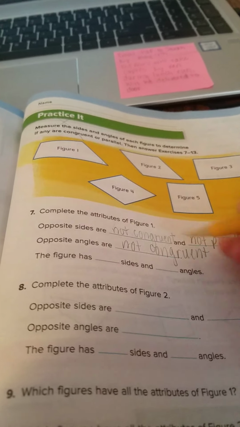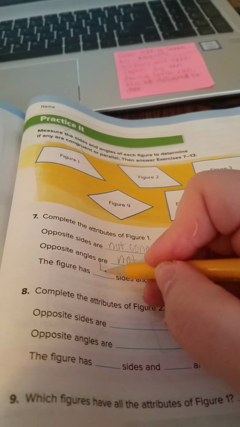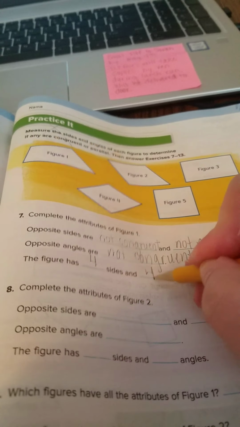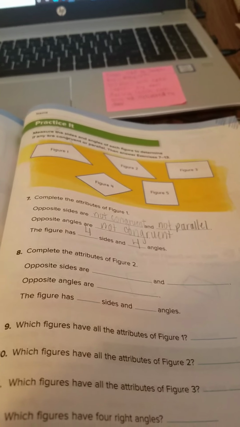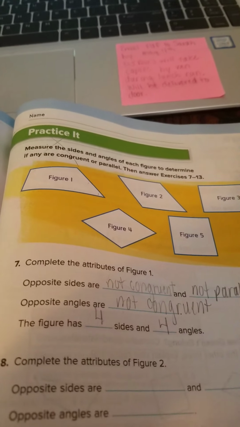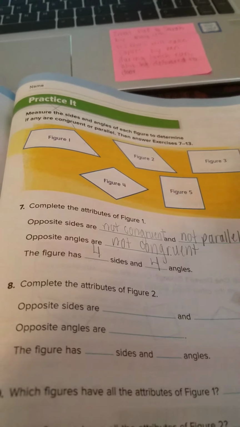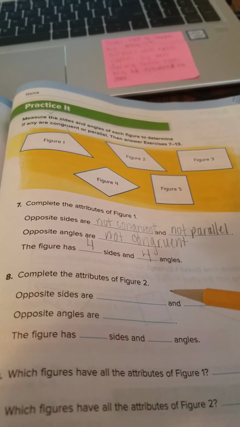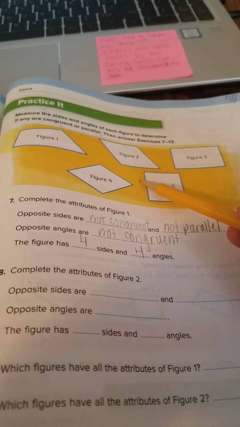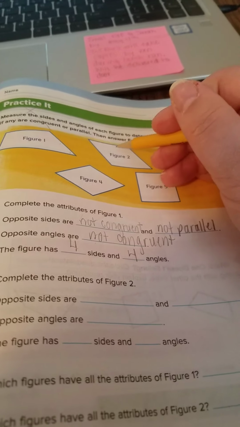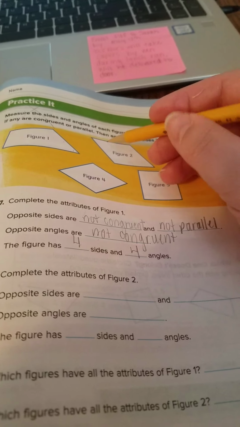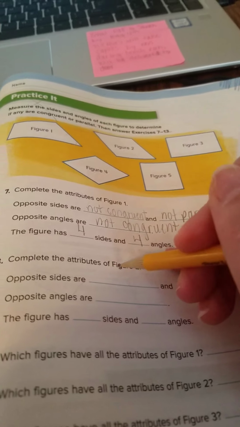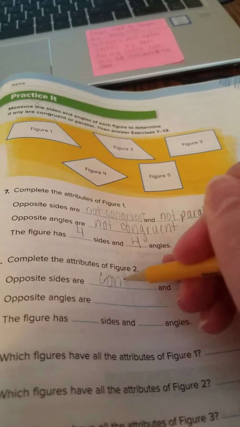So basically, figure 1 just has 4 sides and 4 angles. That's the only reason it's on this page. It is a quadrilateral. That's the only reason. Look at number 8, opposite sides. We're looking at figure 2 now. Opposite sides, the top and the bottom. Do they look like they're congruent, the same length? They do to me. How about the right and the left? Yes, so they are congruent.